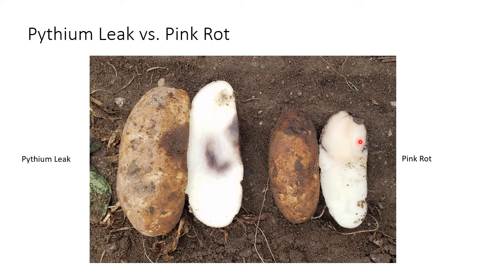Pink rot is different. The infected tissue does not become soft. It has almost a cooked texture to it, and it will be an off-white or a cream-colored appearance. And up here is where the potato has been infected. And there's a pretty distinct line between the infected and the healthy tissue below.